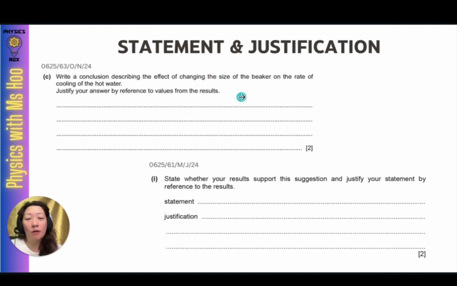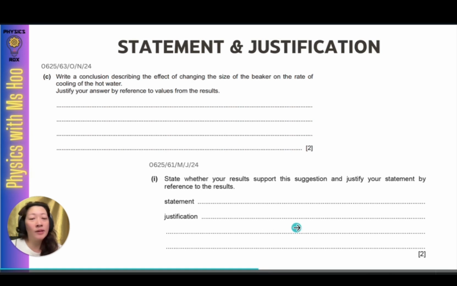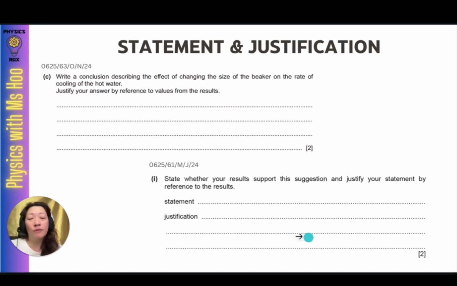So this is quite common, as you can see in this question from another paper. State whether your results support this suggestion and justify your statement by reference to the results. Again, you must justify with reference to the results. That means put in the results, whether you're writing a side-by-side comparison of numbers or any calculations, you've got to write them out here in the justification section.